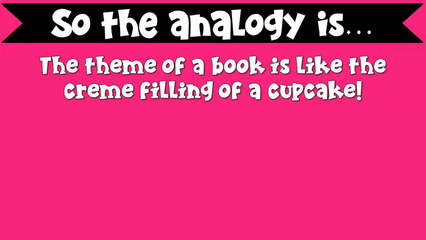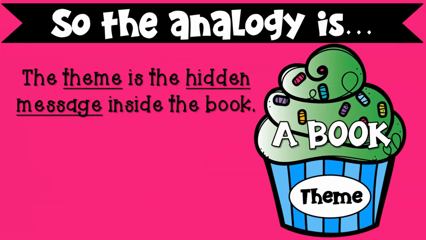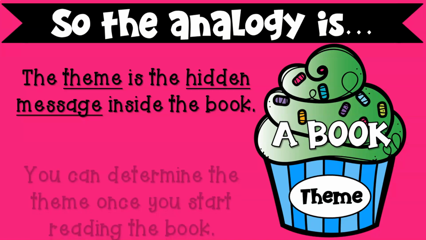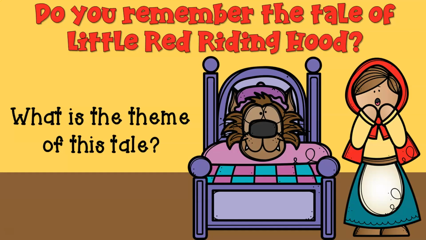So the theme of a book is like the cream filling of a cupcake. Think of the entire cupcake as your book. Your book is the cupcake. And the theme is the hidden message inside the book. You can determine the theme once you start reading the book. You have to read in order to know the theme, and you probably have to read most, if not all, of the book. So the theme is hidden inside that book.